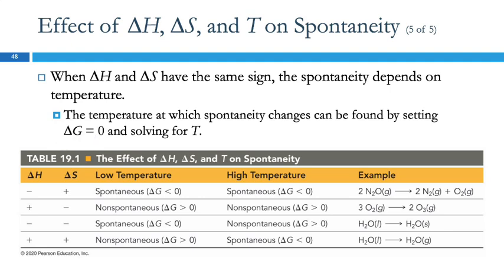And then you can solve for T. So you've got that equation, delta G is equal to delta H minus T delta S. Well, if we say, okay, where is that zero? We know delta H, we know delta S, we can find out the temperature at which it changes, and we can say above this temperature it's this thing, and below it's the other.